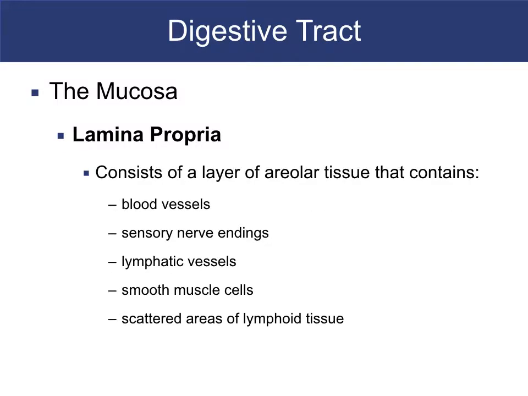The lamina propria is that little submucosal area that I just mentioned to you. It has areolar tissue, contains blood vessels, nerves, lymphatics, smooth muscle cells, scattered areas of lymphoid tissue. Remember that. We're going to find that there's certain areas of the small intestine especially that have huge collections of lymph nodes, lymph tissue in the wall of the intestine.